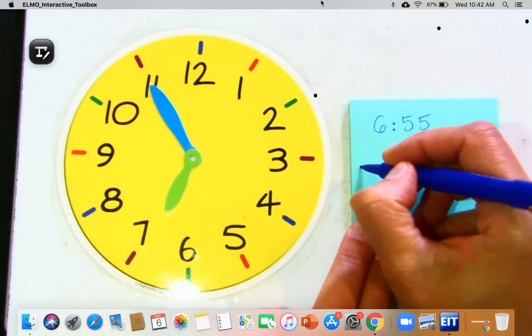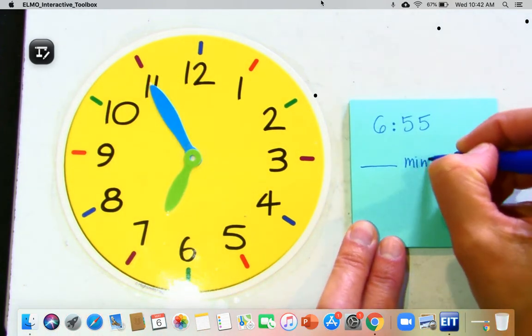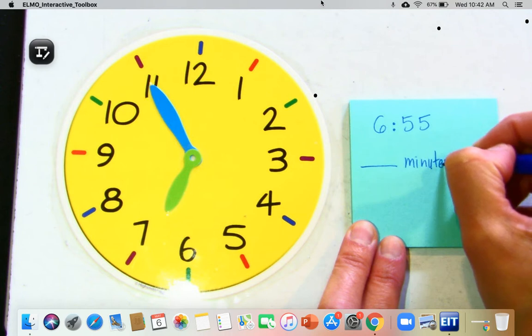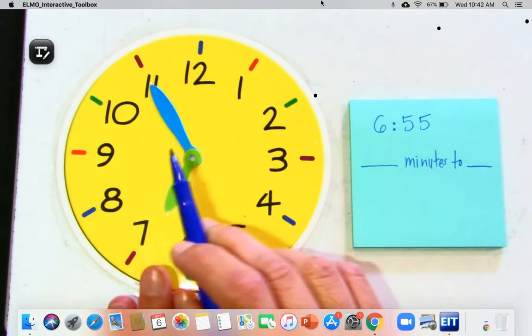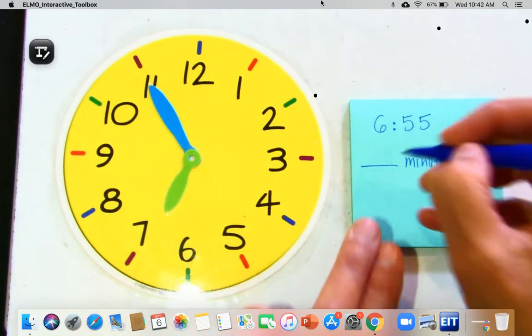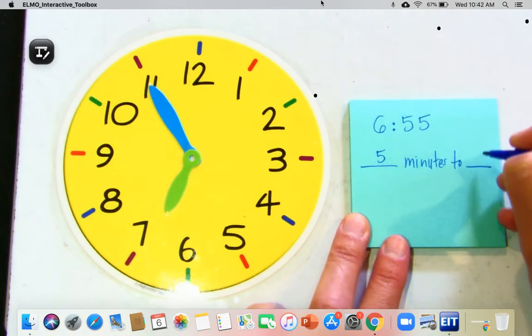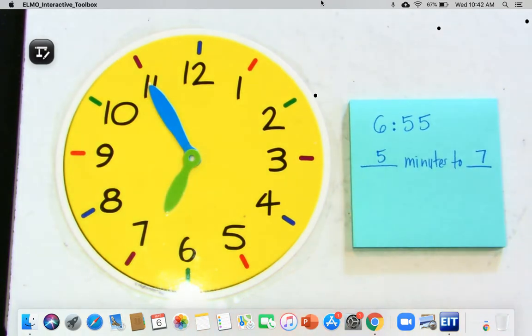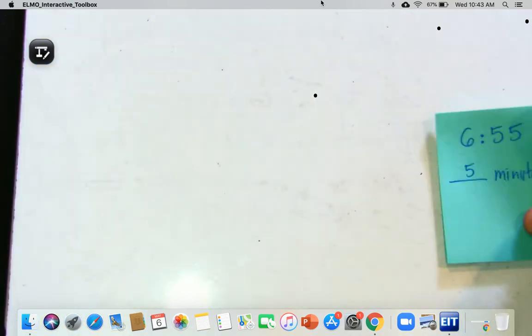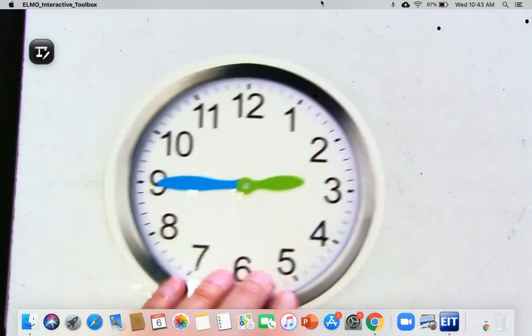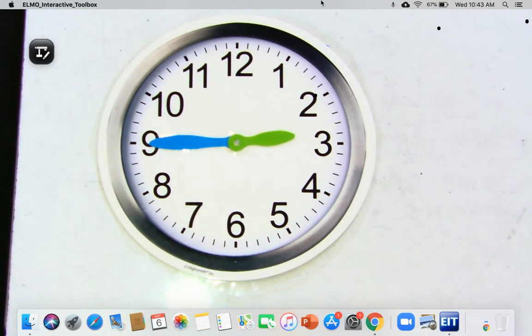Another way of saying this is blank minutes to blank. So like we talked about, in 5 minutes, it's going to be 7. So another way to say that is 5 minutes to 7. All right, what about this one? What time is it?